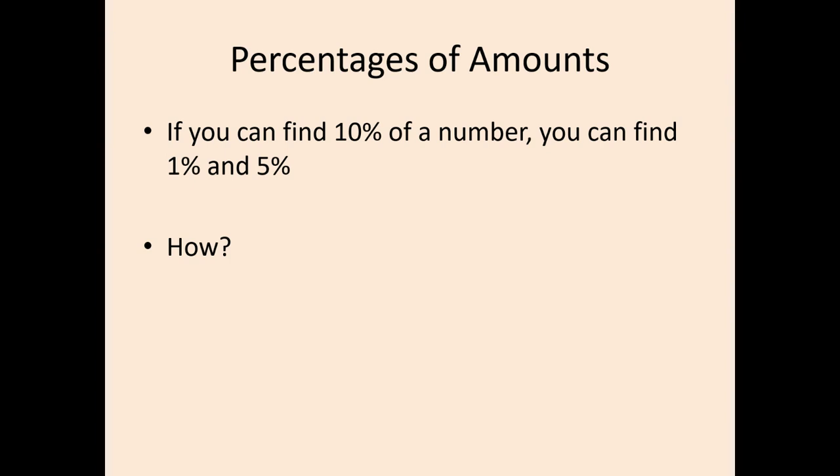It says if you can find 10% of a number, you can find 1% and 5%. How?